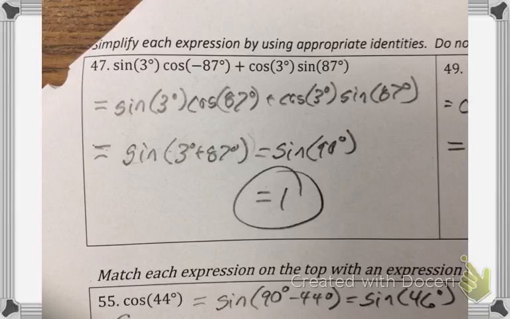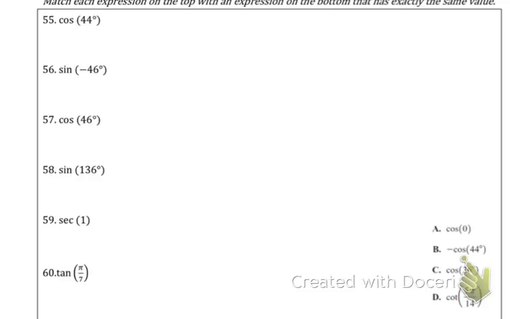58. 58 is a good, that's a doozer. Let's go through 58. All right, 58 is sine of 136. So you probably got the first step right. You probably said, hey, I'm using cofunction. So I can rewrite that as cosine of 90 degrees minus 136, which comes out to being cosine of negative 46 degrees. And you're like, I have my answer. I just got to go to the, oh no. It wasn't any of our answers.